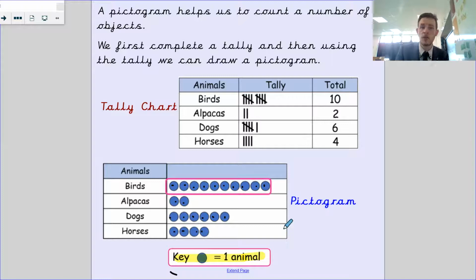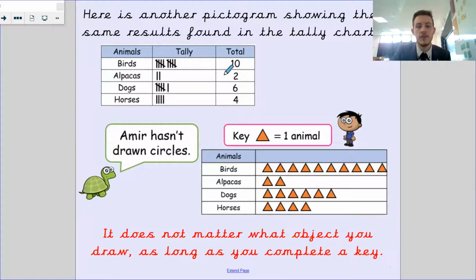So let's move on to the next one. Let's go through an example together. So here we've got another pictogram. Now, it's the same results are found. So you can see here, we've still got the same table. And this is Amir. Now, Amir hasn't drawn circles. He's decided, oh, I like triangles. I'm going to use my key as being a triangle. Now, it still equals the same amount. One triangle equals one animal. Does it matter that Amir has chosen to do his key as being a triangle rather than a circle?